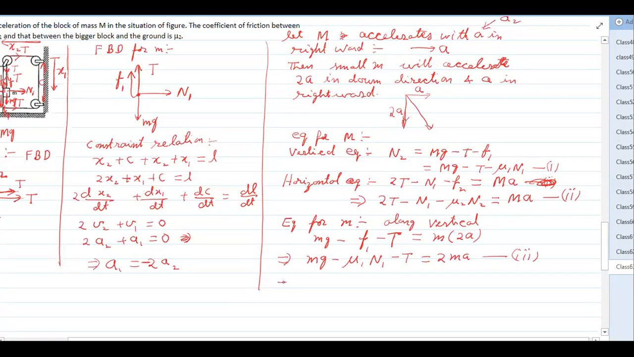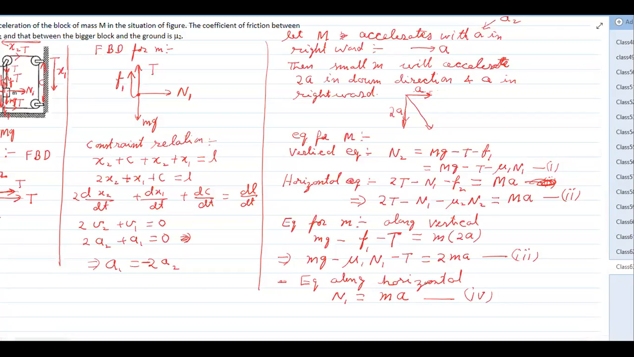Similarly, we have equation 4 along horizontal. If we write the equation along horizontal, there is only one force, the normal. So N1 will be equal to m into the horizontal direction acceleration, that is a, small m into a. So this is equation 4. Okay, so these are the 4 equations which we are getting, and we need to solve them to get the acceleration. So how do we solve it?